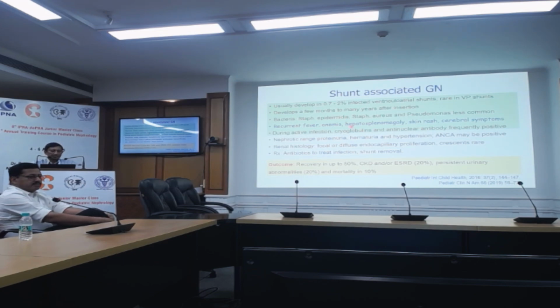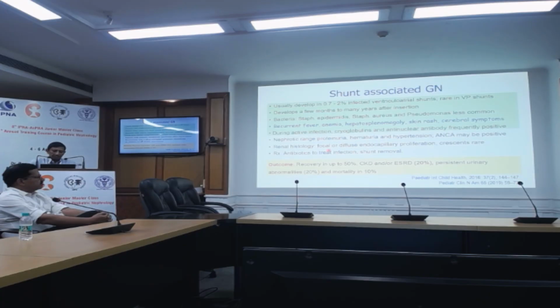The patient generally appears to be unwell, has recurrent fever, anemia, hepatosplenomegaly, sometimes a skin rash and cerebral symptoms because of the disease. During active infections, ANA could also be positive in these patients. These patients often have nephrotic range proteinuria, hematuria, and hypertension. And like in endocarditis and IgA dominant disease, ANCA may be positive in some portion of the patients.